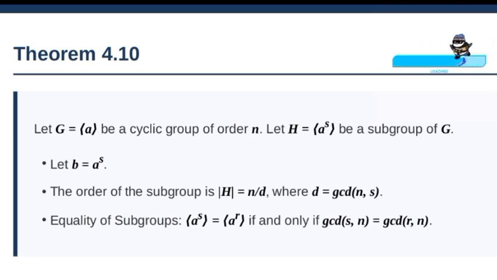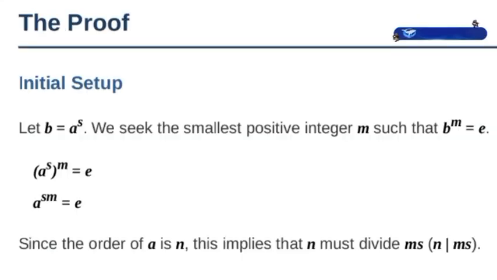The theorem states that if G is a cyclic group generated by a, and b equals a raised to s, then b generates a subgroup H. The number of elements of subgroup H is equal to n divided by d, where d is the greatest common divisor of n and s. The theorem also states that two generated subgroups are equal if and only if their GCD values with n are equal. Now, let us discuss the proof.